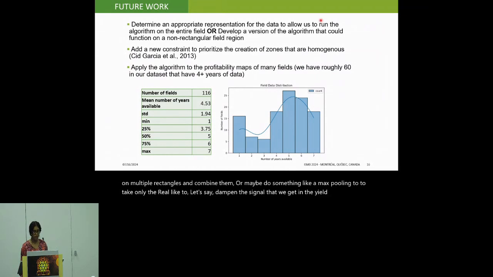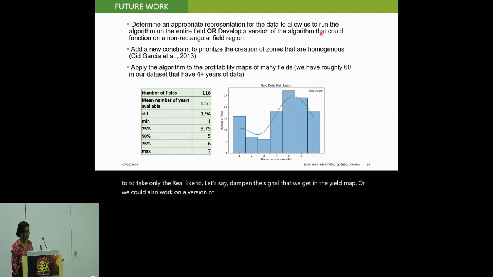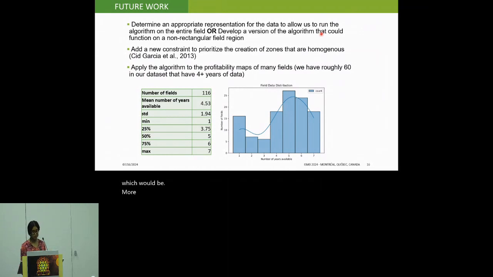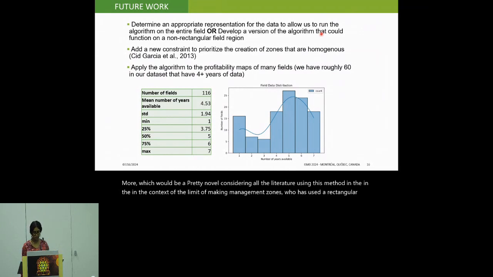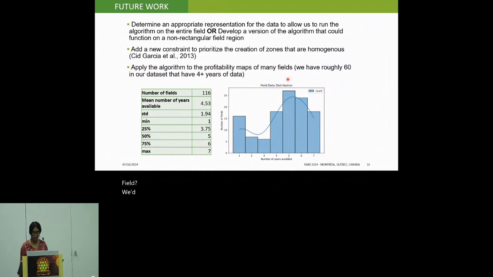Or we could also work on a version of the algorithm that could function on a non-rectangular field, which would be pretty novel, considering all the literature using this method in the context of making management zones used a rectangular field. We'd like to continue on our elaboration of the method by adding a constraint to prioritize the creation of zones that are more homogeneous.